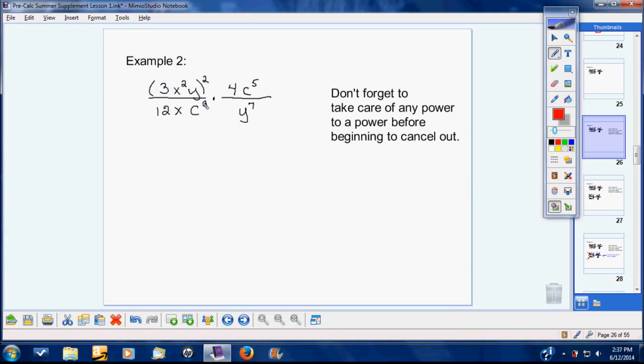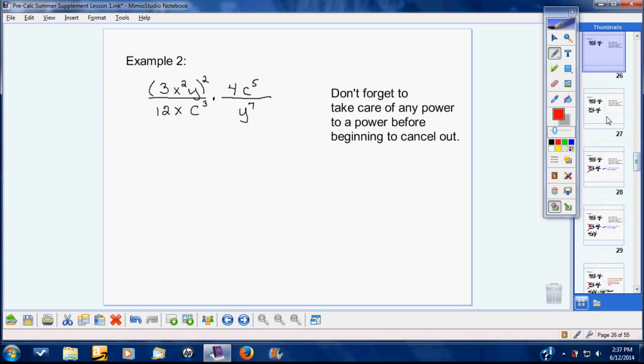take this whole monomial to the second power. So when we do that, we end up with 9x to the fourth, y to the second, and have just rewritten everything. Alright, now you can start looking for things to cancel out.